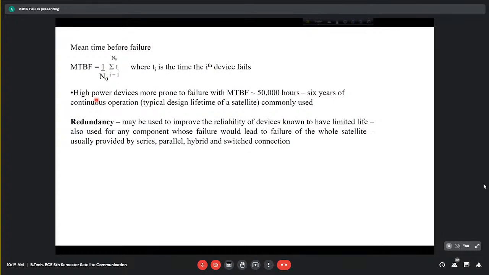And thirdly, other than calculating the reliability and the mean time before failure, and ensuring that the burn-in period of the satellite components and subsystems is spent on the surface of the Earth, one should also have enough redundancy. That means enough number of options. There are devices for which we know they have a limited lifetime, and we identify the components whose failure will eventually lead to the failure of the entire satellite.